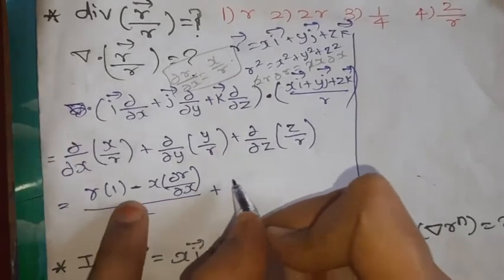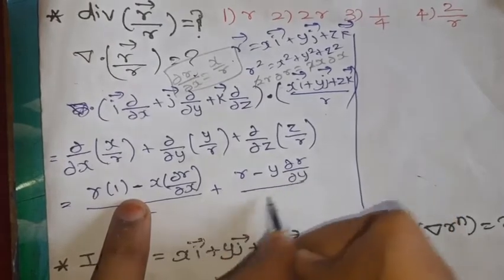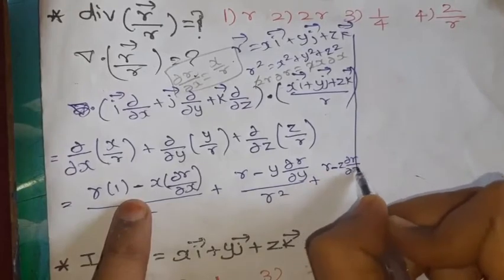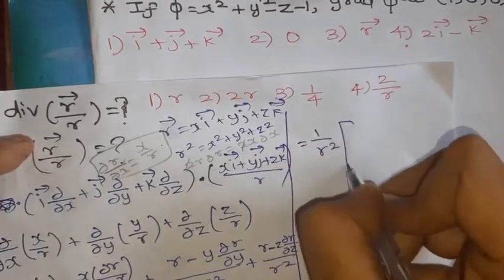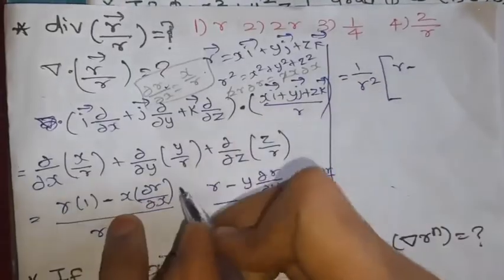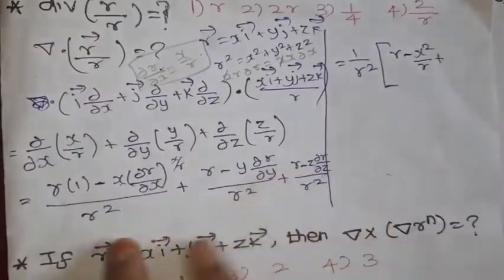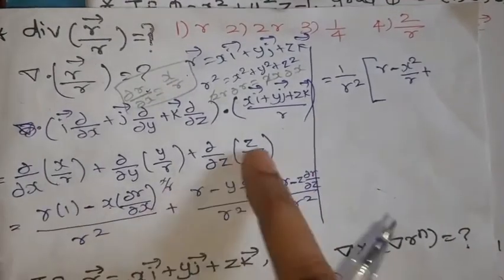So here, r minus y into ∂r/∂y divided by r squared, plus r minus z into ∂r/∂z divided by r squared. What is common? 1 by r squared is common. Then r minus x into ∂r/∂x, which we said is x by r, gives r minus x squared by r. We have taken 1 by r squared outside, so don't worry about the denominator; just simplify the numerator.